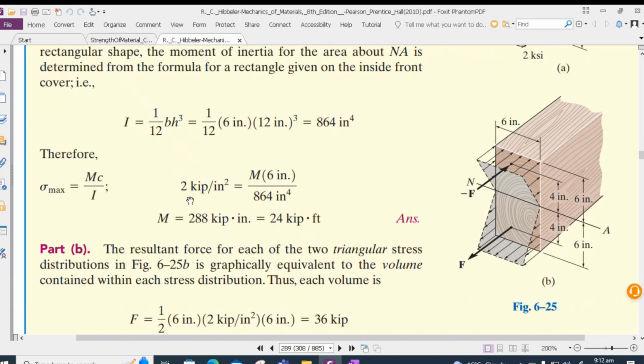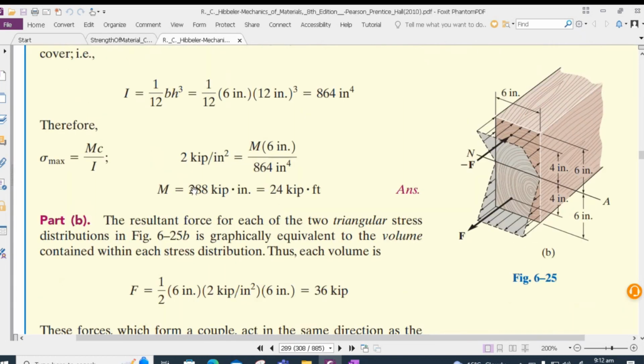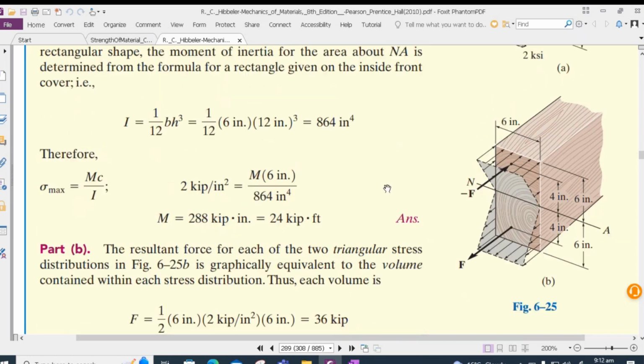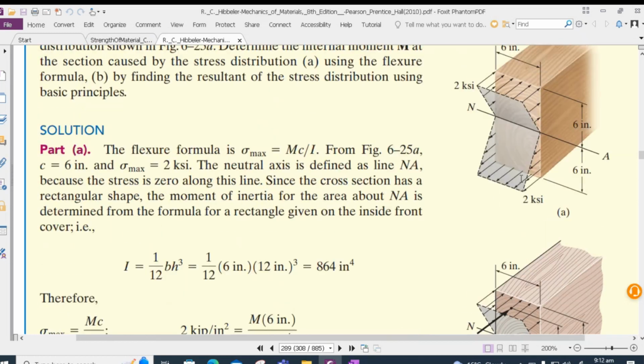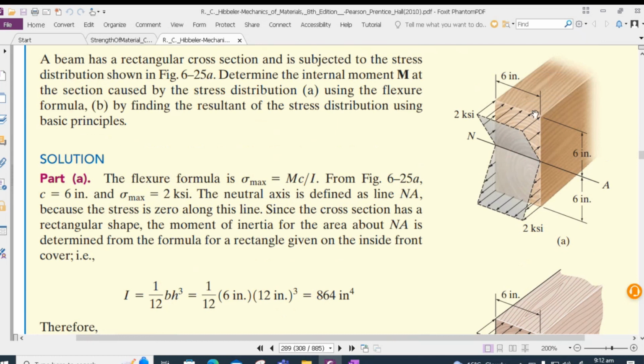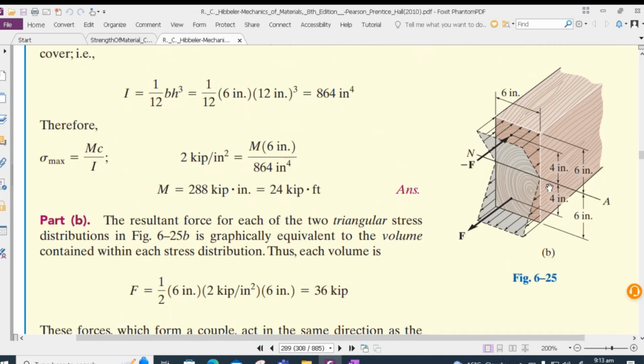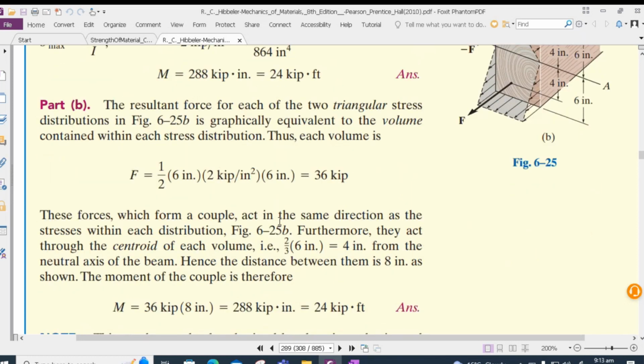This exercise is done over here. We have a force. This force can be determined by taking the mean of the stress, which is 2 ksi, and multiplying that with the area, which is 6 times 6. After that, we can find out the location of this resultant force from the neutral axis by multiplying the base of this triangle with 2 by 3. So we get 4 inches.